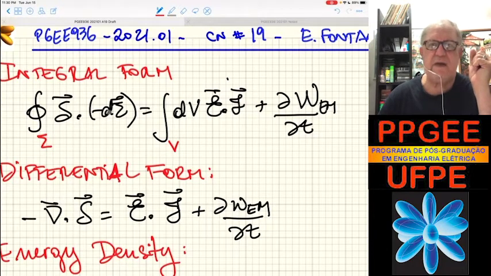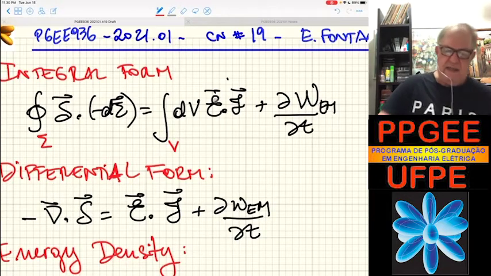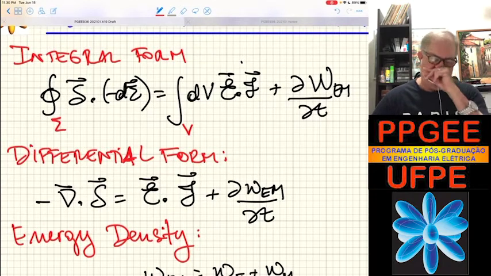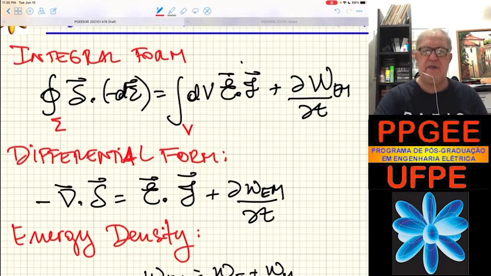If this flux is positive, it means that this rate of change is positive and that the field is giving energy to the carriers, right, to move them. The differential form is just going back to the original relationship.